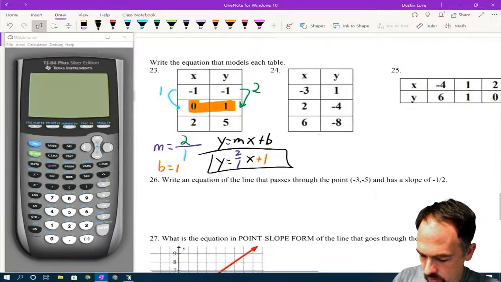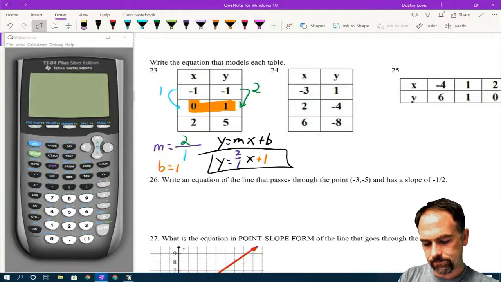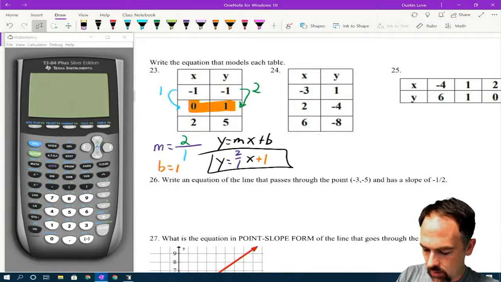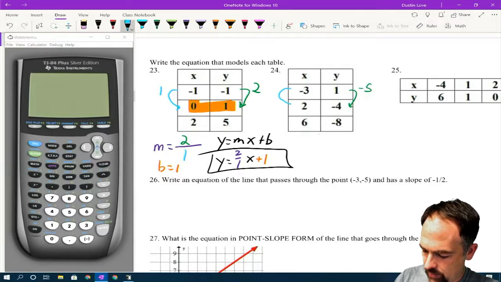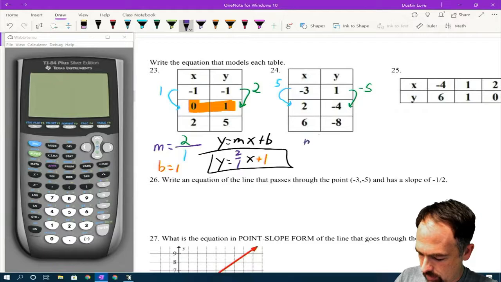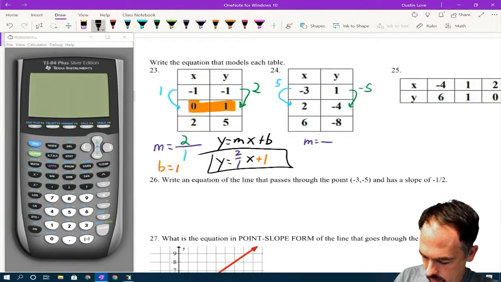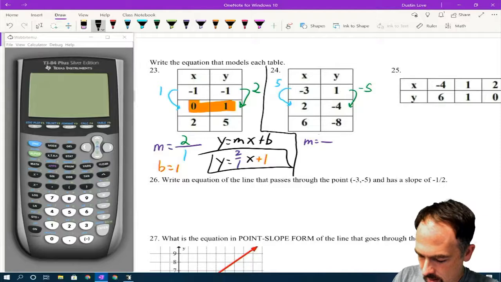Now for number 24. Let's see. I'm going to do my slope from there to there, 1 to -4. Looks like I am going to be subtracting 5. From -3 to 2, I am adding 5. So my slope, let me separate this out. My slope is -5 over 5, which reduces to -1 over 1.